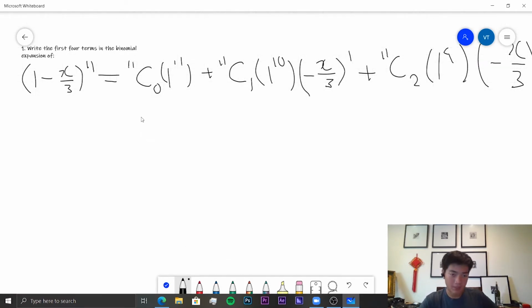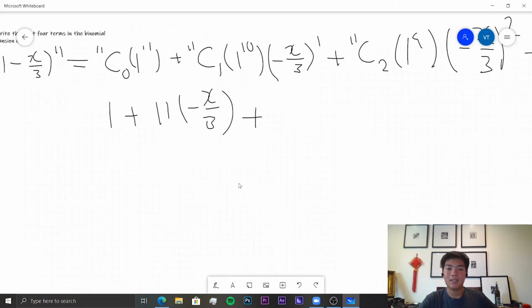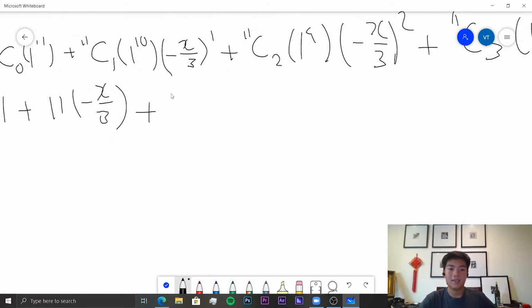Of course, the first term is simply 1, since 11 choose 0 is 1, and it's times 1 to the 11, which is 1. Plus 11 choose 1 is 11, so we have 11 times 1 to the 10, which is just 1, times negative x over 3, so this would be 11 times negative x over 3, let's just leave it at that first. Plus 11 choose 2 is 11 times 10 over 2, which is 11 times 5, or 55, times 1 to the 9 times x over 3 squared, which we can write as x squared over 9.